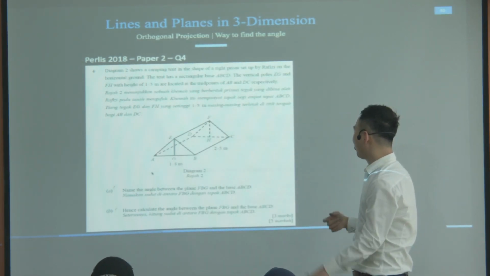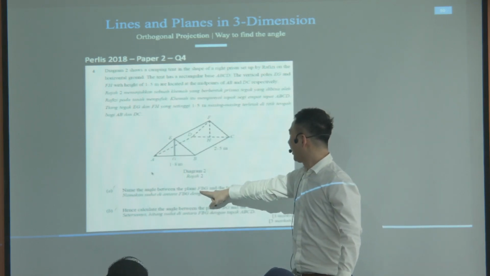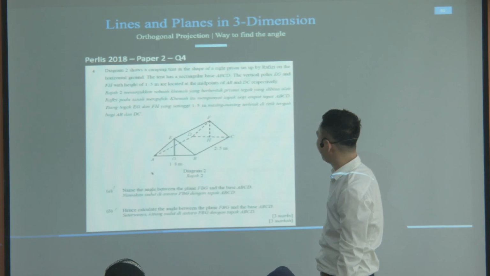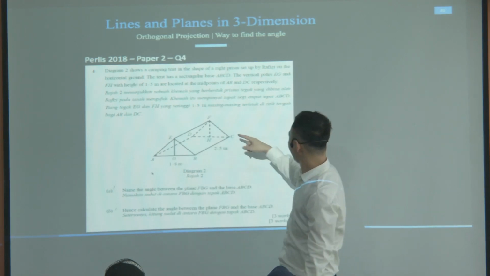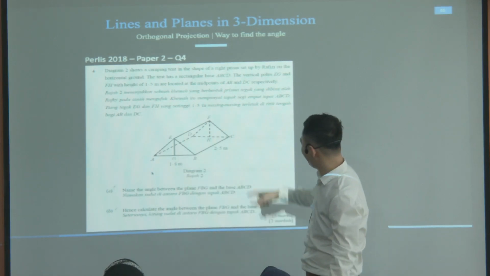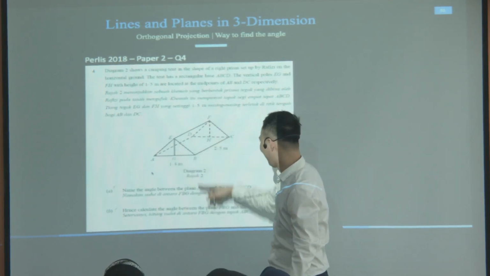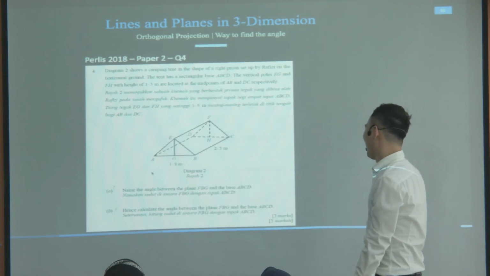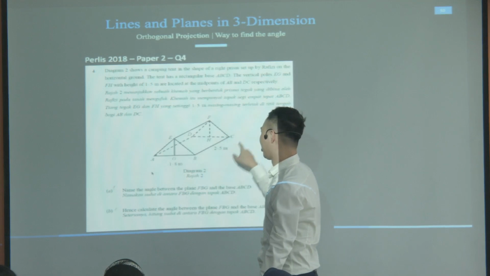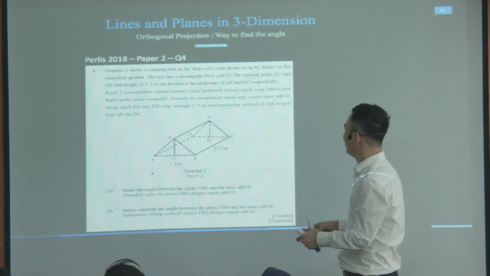Name the angle between this one. FBG. Where is FBG? So F, B and G. Okay, FBG and ABCD, and ABCD at the bottom. Okay, so you have an FBG here.